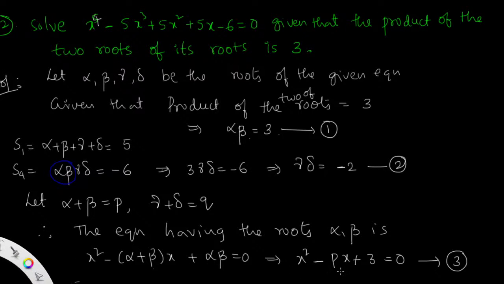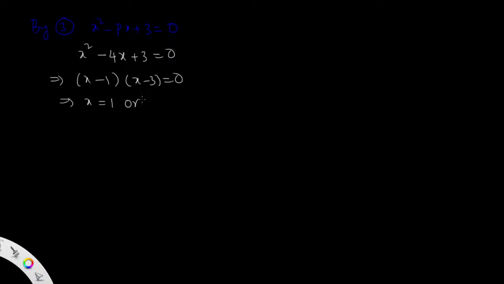By the third equation, x square minus px plus 3 equal to 0. Then substitute p as 4: x square minus 4x plus 3 equal to 0. Then that is (x minus 1) into (x minus 3) equal to 0. Then x equal to 1 or 3.